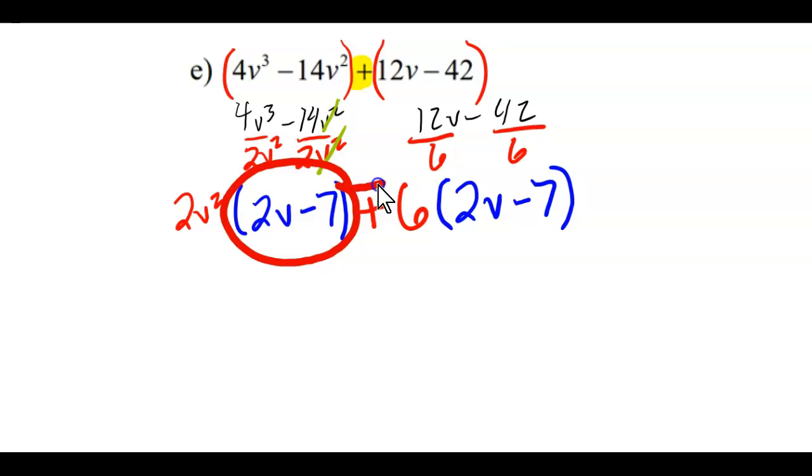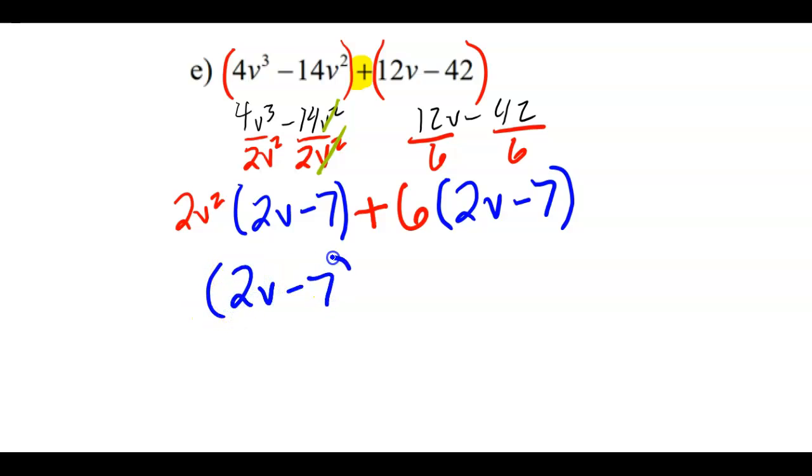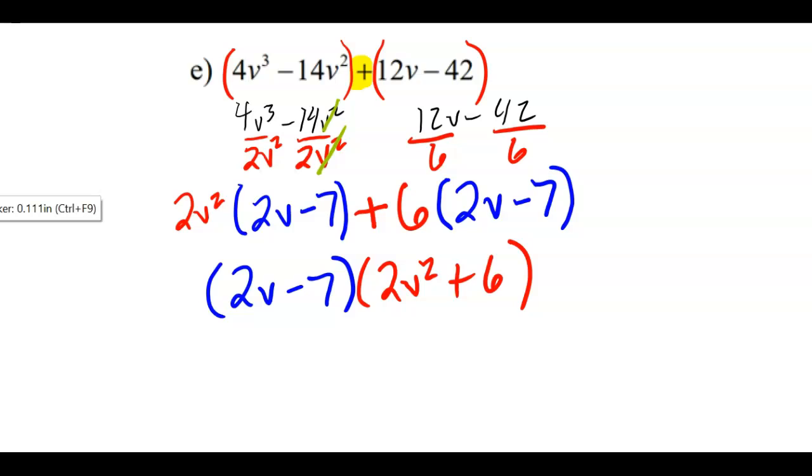And I do see that I have 2v minus 7 and also 2v minus 7. So those are the same. So I'm going to pull them out as my new GCF. So out in front comes 2v minus 7. And then what did not pull out? 2v squared plus 6. So I'm looking at this and I'm noticing something, which is 2v squared and 6. These actually both divide by 2.